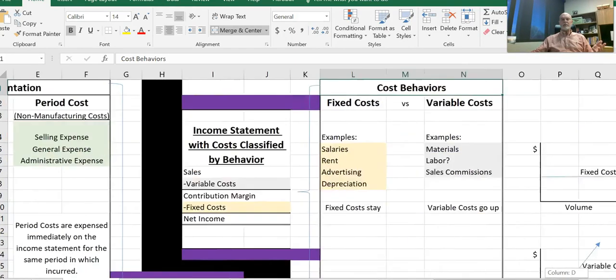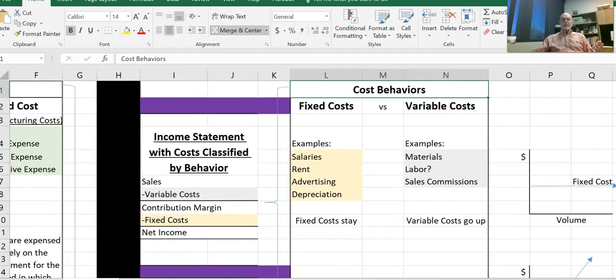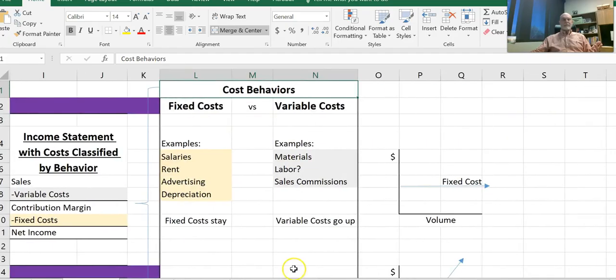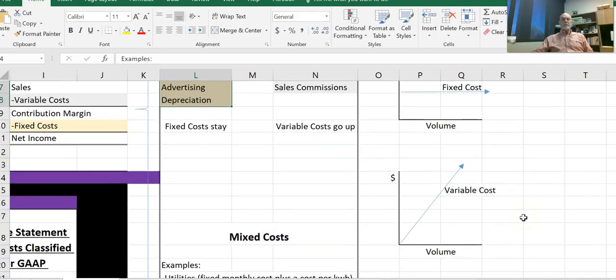advertising. Let me see if I can enlarge this just a little bit. So, again, sorry about that. Okay, so these costs tend to stay the same. They're fixed. Other costs look more like this. We call them variable cost. The more the volume is, the more the cost goes up.